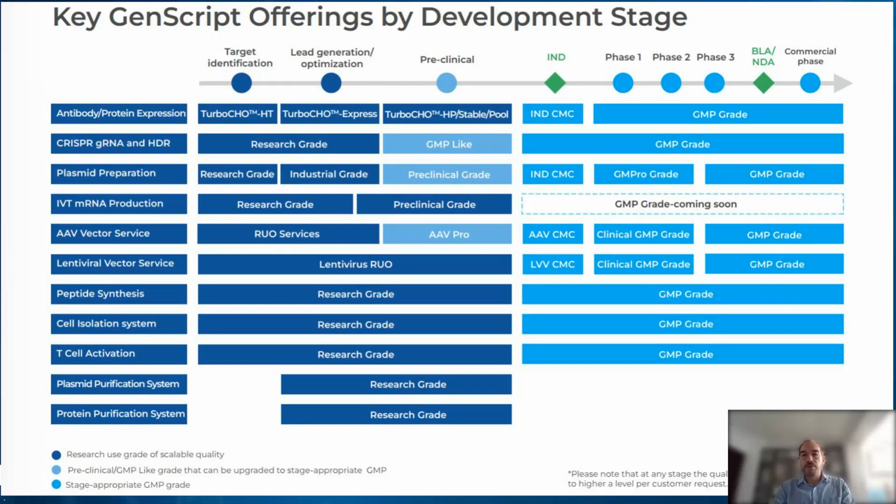Also, the consumables can support research and GMP production. We have an excellent T-cell activation reagent that we offer in research grade and GMP grade. And we have, as I mentioned, some automated purification systems, plasmid purification system and protein purification system that's usually excellent for research use and scaling up your research in later stages.